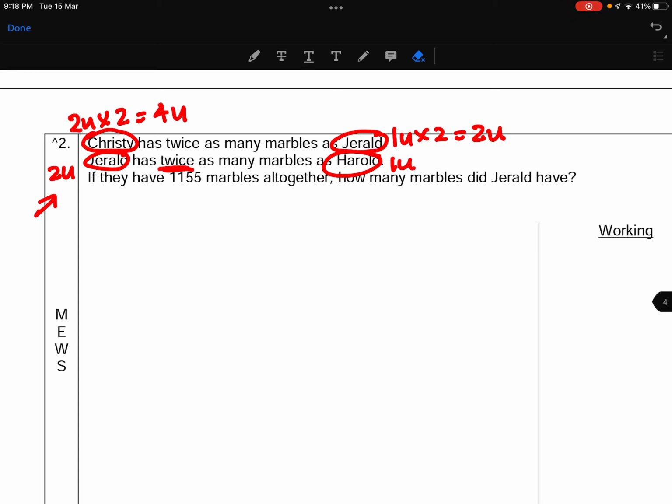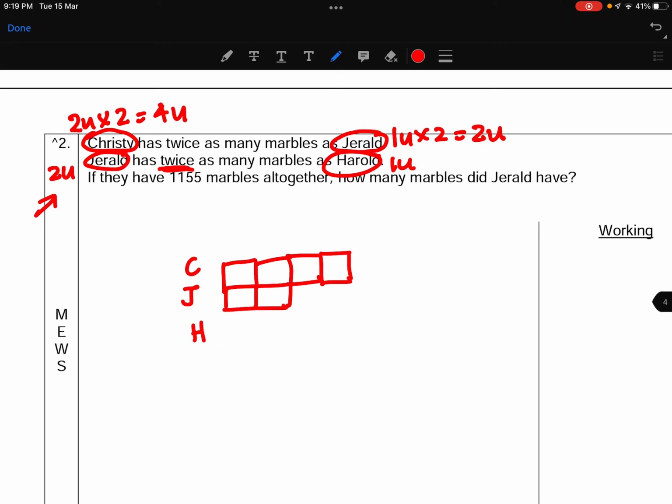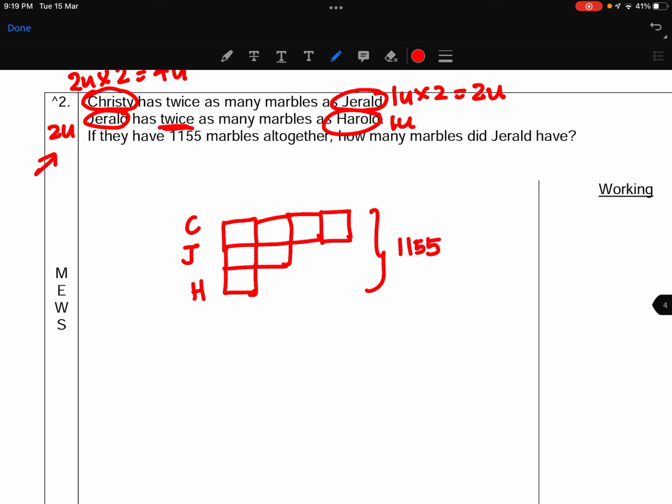All right, so now I'm going to draw Gerald. Gerald will have 2 units. I would have Christy. Christy would have 4 units. So I will try to put Gerald in the middle, and I'm going to draw Harold. Harold for 1 unit. Okay, the question gives you the total again, 1,155. Okay, count the total number of units. You would have 7 units equals 1,155. So you need to find 1 unit.